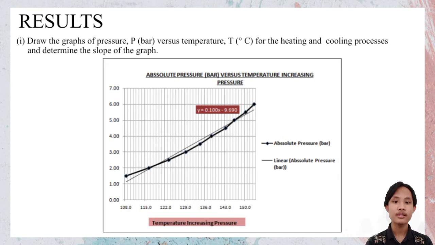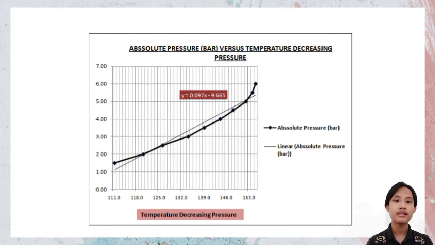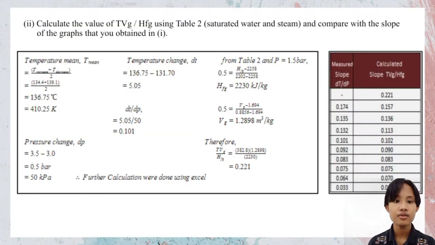So the first graph is for the heating process, where the slope of the graph is given by positive 0.1. The second graph is for the cooling process, where the slope of the graph is given by positive 0.097. So next we need to calculate the value of dVg over Hfg using Table 2, saturated water and steam, and compare it with the slope of the graphs that we obtained in the previous section.